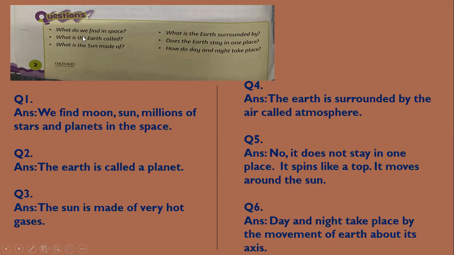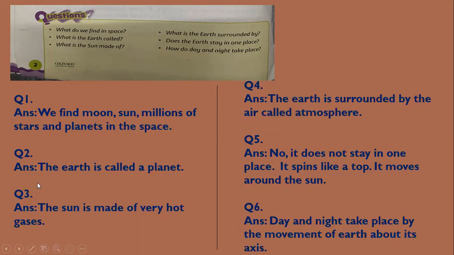The first question, what do we find in space? Now you have the answer in your mind. If you listened to the lecture carefully, then you know what we find in space. Let's see, we find moon, sun, millions of stars and planets in this space. Remember, moon, sun, millions of stars and planets.